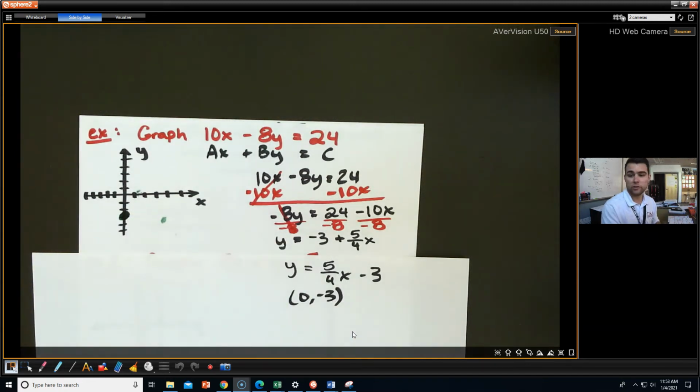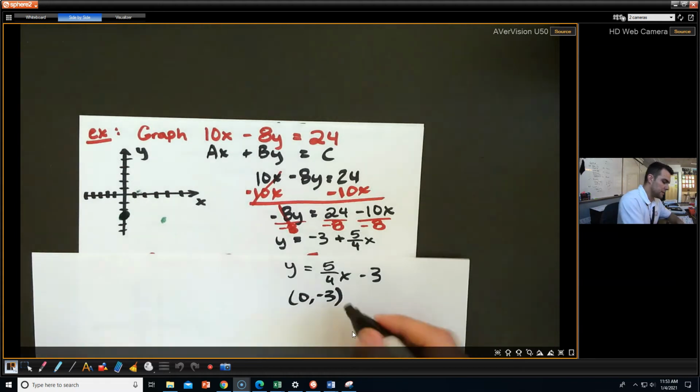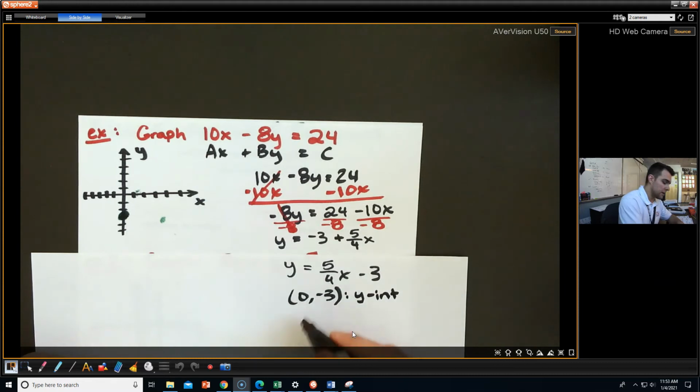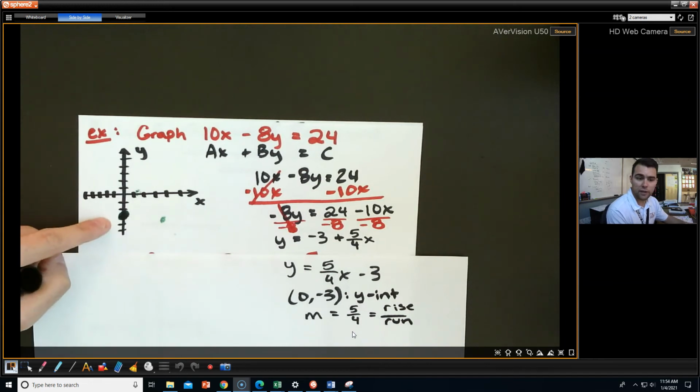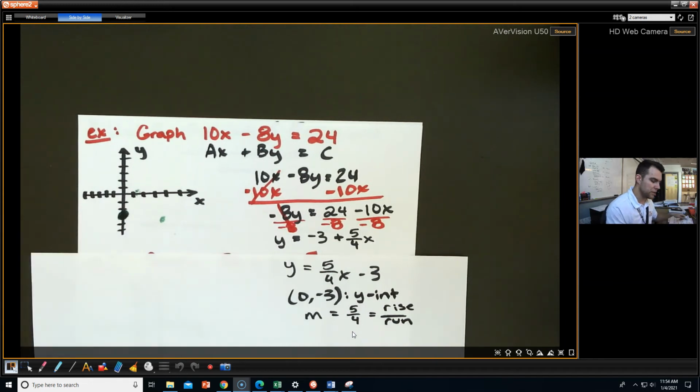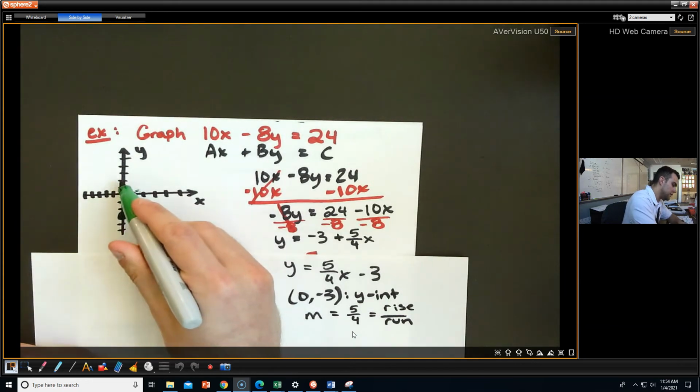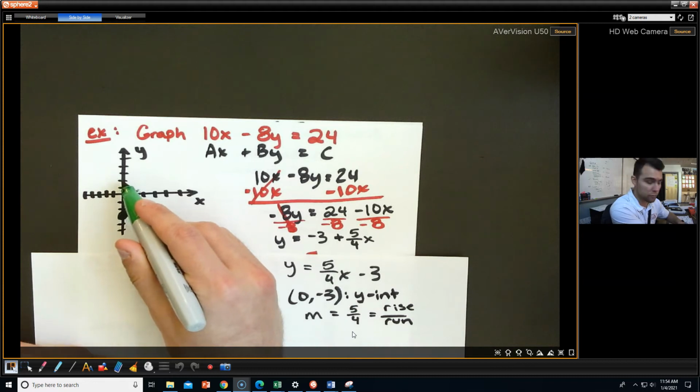And now I'm going to use my rise over run to get my next point. My rise over run is going to be my 5/4. So from this point, I'm going to rise up 5 units: 1, 2, 3, 4, 5. And I'm going to run 4 units. Since it's positive run, I go to the right.